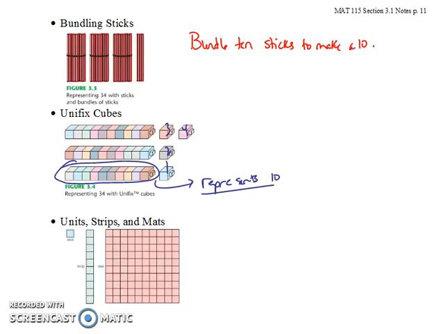And units, mats, and strips, we're going to be using these a lot during the semester. For a unit, we will just draw a little square. For a strip, we'll generally represent that with a stick. And then for a mat, we'll just draw a big square. And that's how we're going to represent unit strips and mats on our drawings.